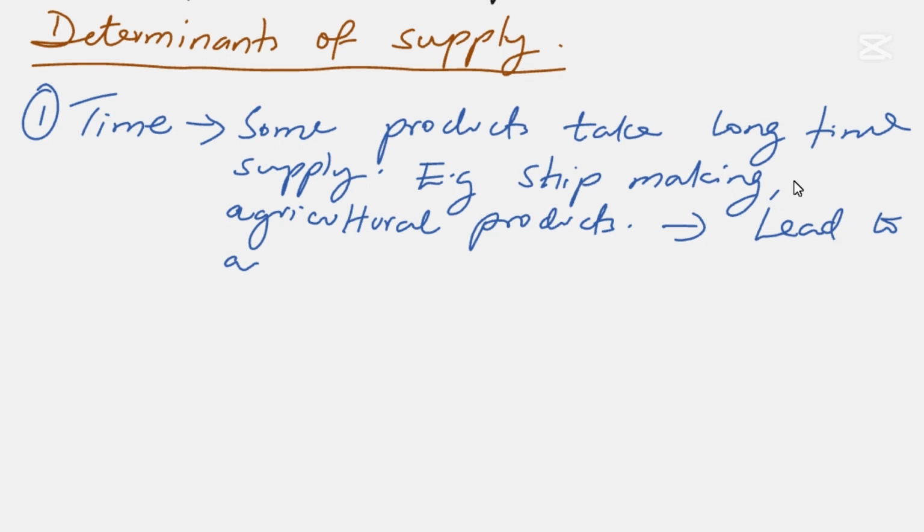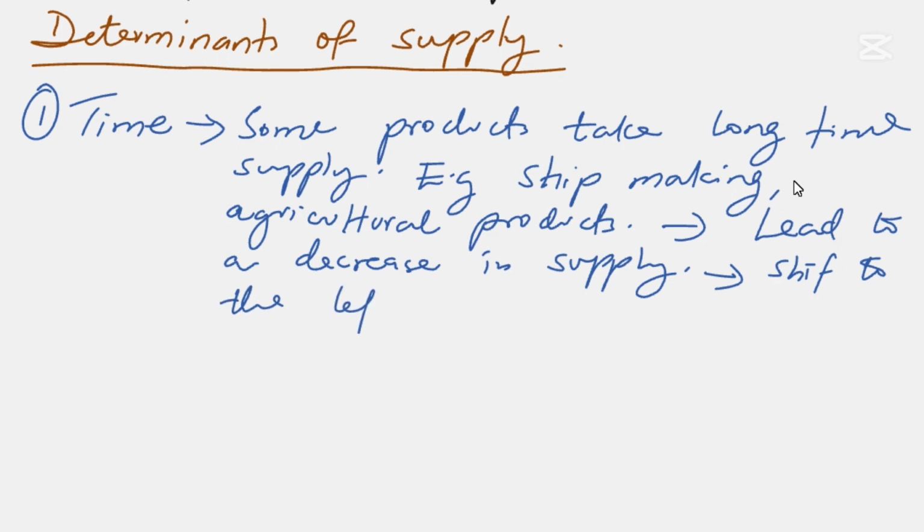In short, we are saying that those products which require a long time to supply may experience a decrease in supply, which is demonstrated by a shift of the supply curve inwards. So we are saying that the factor time is there.